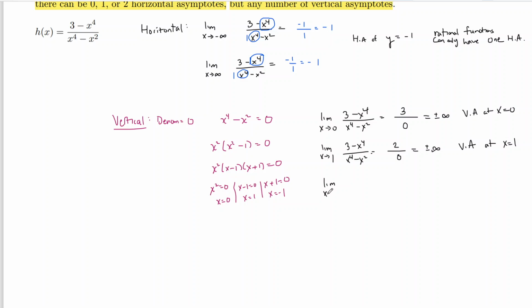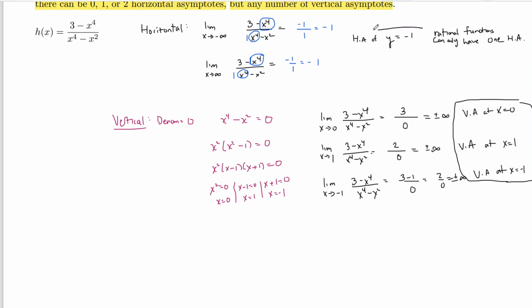And then finally, what about -1? We're going to have the limit as x goes to -1 of 3 minus x to the 4th over x to the 4th minus x squared. And when we plug in -1, the denominator will be 0. The numerator will be 3 minus, and the -1 to the 4th is just 1. And that's 2 over 0 again, which means we have another vertical asymptote. So this one actually has 3 vertical asymptotes, one at 1, -1, and 0. It doesn't have any holes as well because that's all the discontinuities. And a horizontal asymptote of y equals -1.